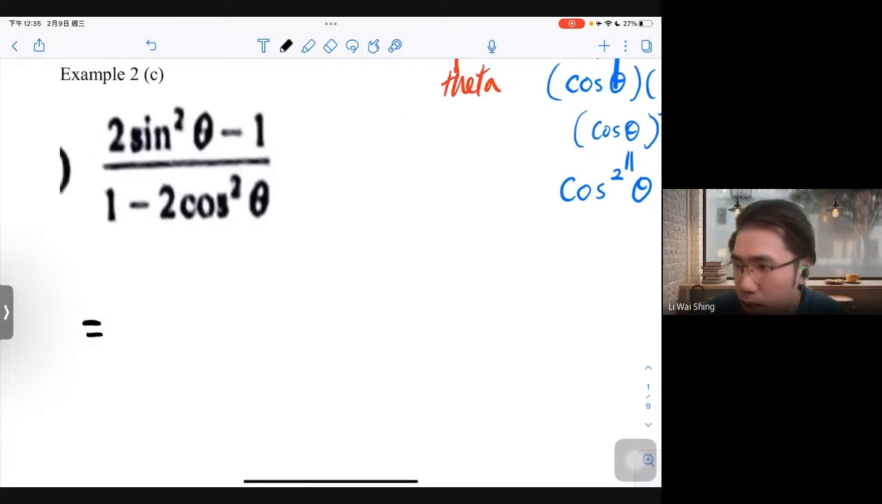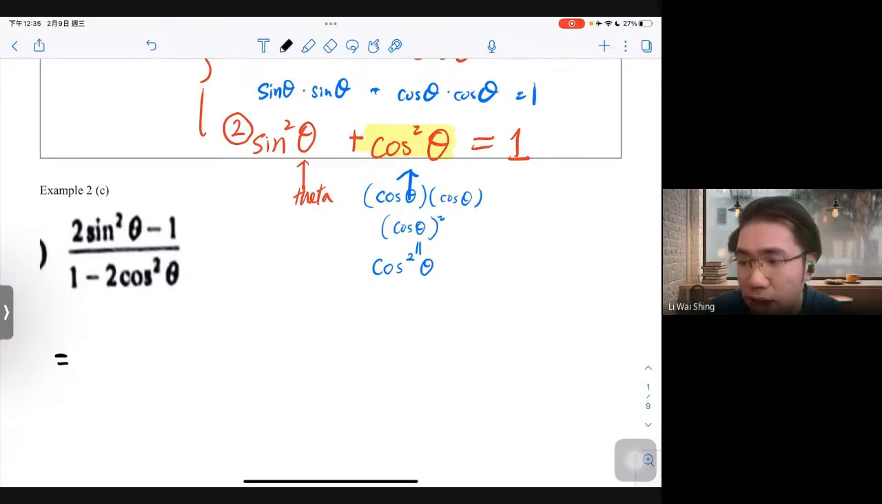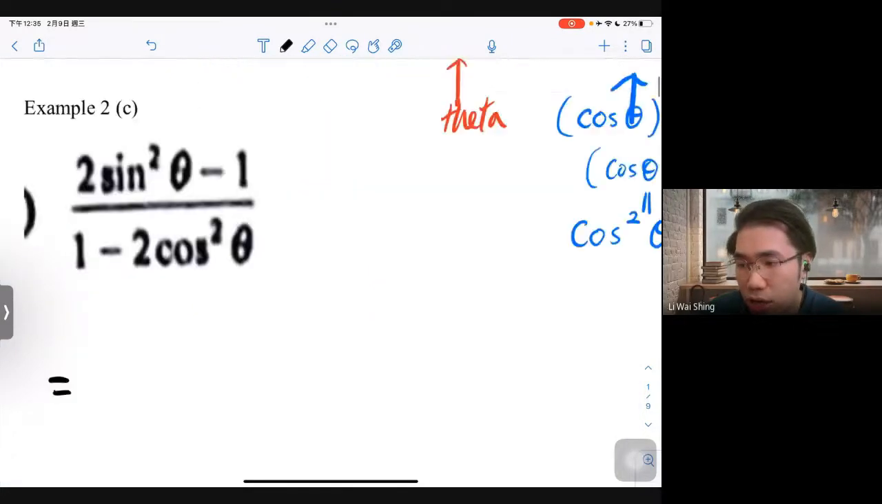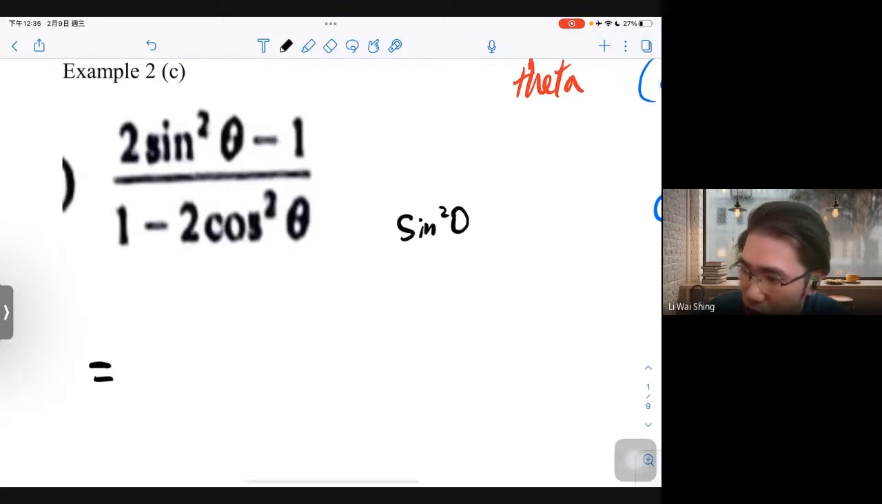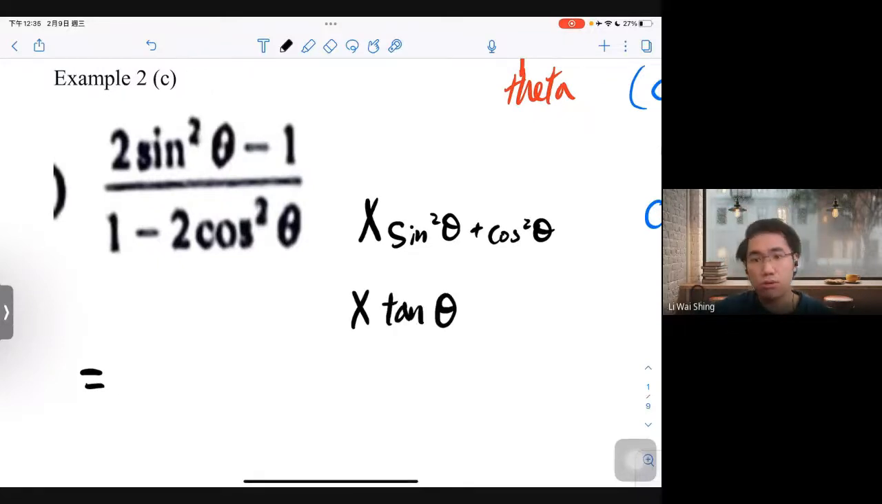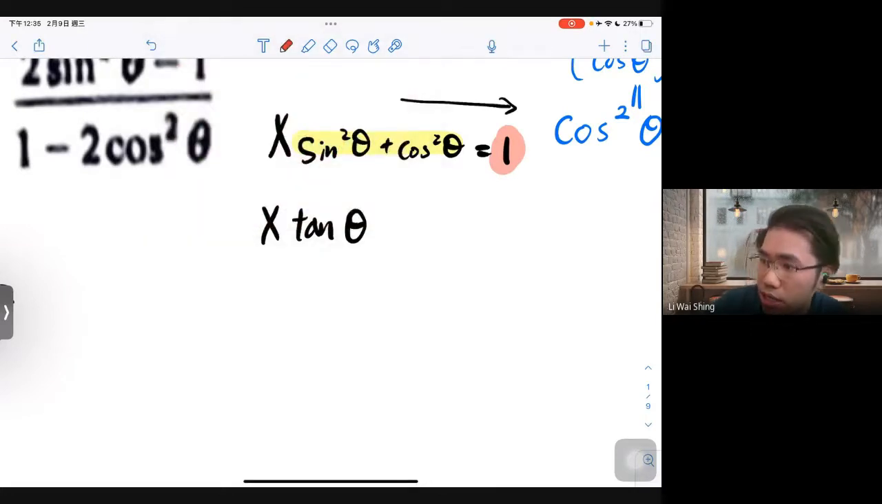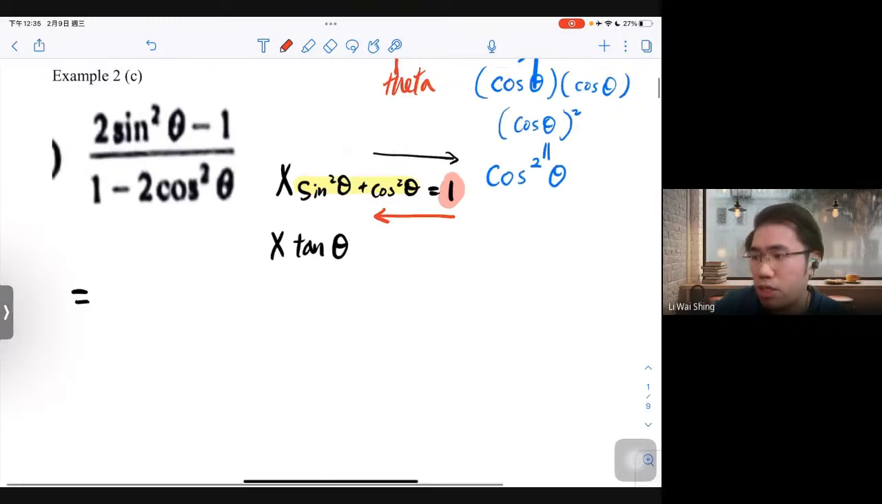So first of all, you are asked to simplify this expression. You can see we need to use identity to simplify it. However, I don't have sine square theta plus cosine square theta. I don't have it. And I don't have tangent theta. So some of you don't know how to do that. Keep in mind, sine square theta plus cosine square theta equals to 1. You know how to do from left to right. That's why you should know how to do from right to left also.